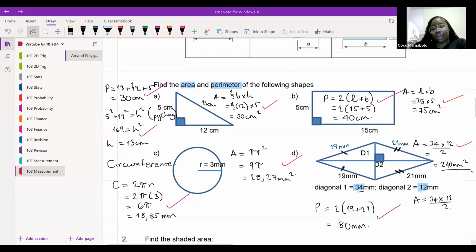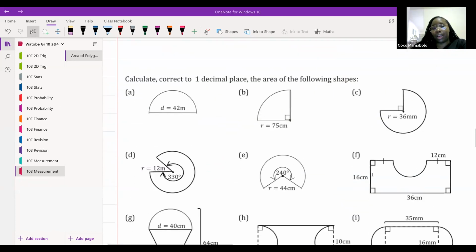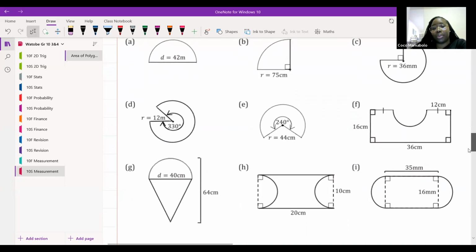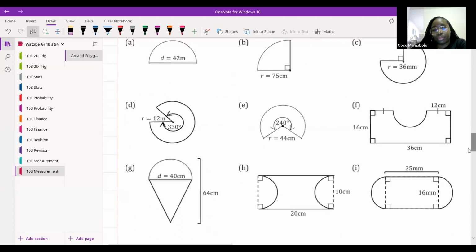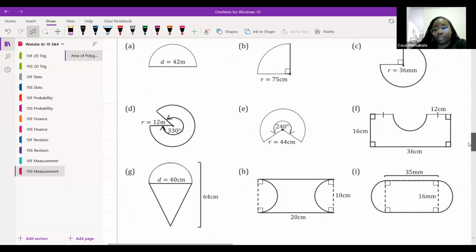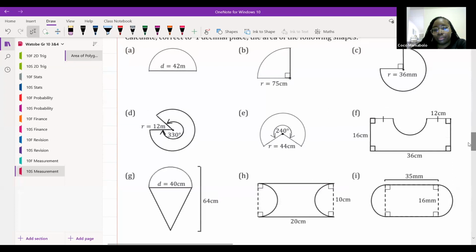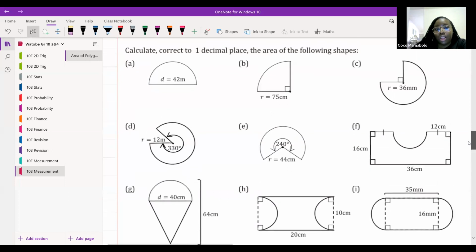All right. Okay. So we're going to skip this one quickly and we're going to come back to that. All right. So we are going to be finding the area of composite shapes. We're going to find the area of composite shapes. So we already know what the area of each of these is. We just need to put it in a way that we're going to understand.